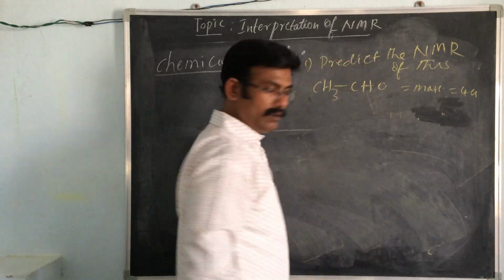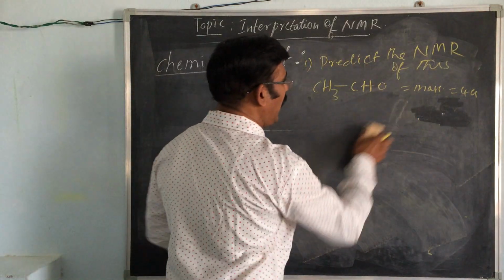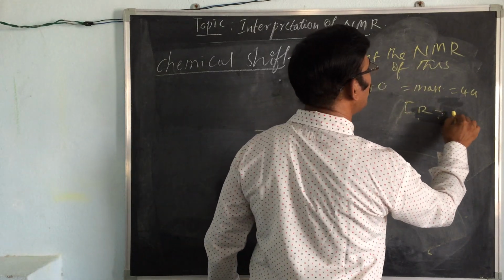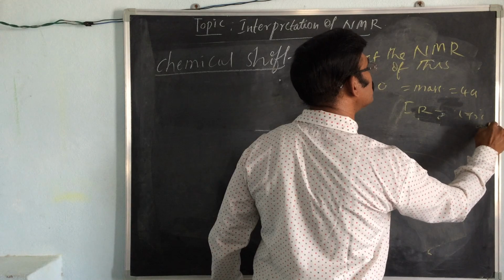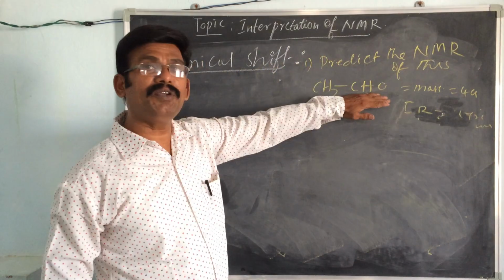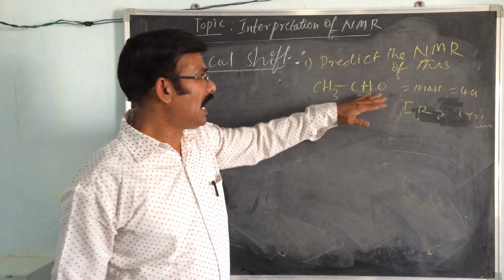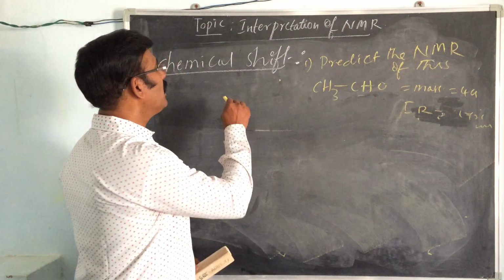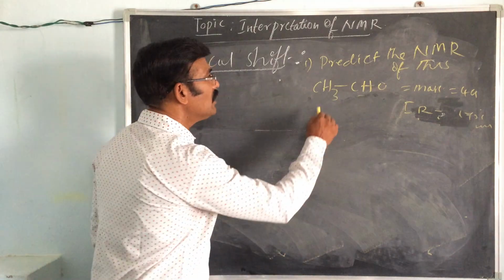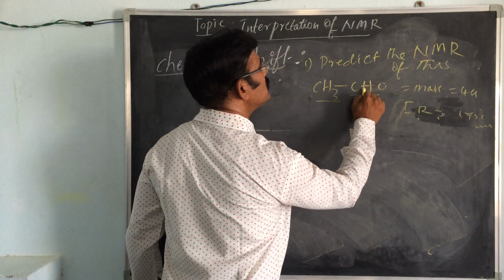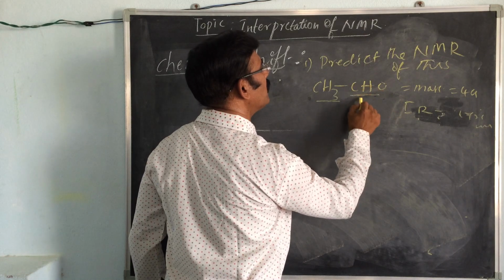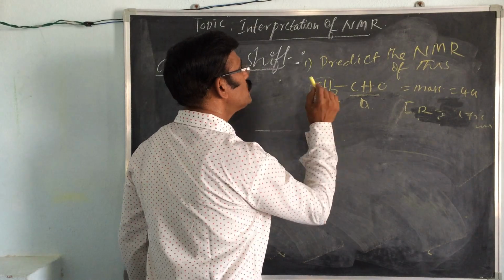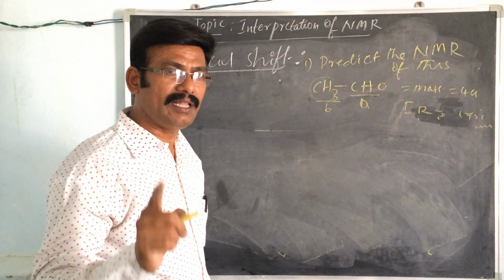And also take the IR. IR gives the functional group, which is present at 1721 centimeters inverse. So the functional group, the CHO group, is there in the graph, and the molecular weight. And in NMR, first see the nature of the environment. Here, this hydrogen is attached to oxygen and carbon, so call it A. And here the CH3 is B. So two types of peaks will come.